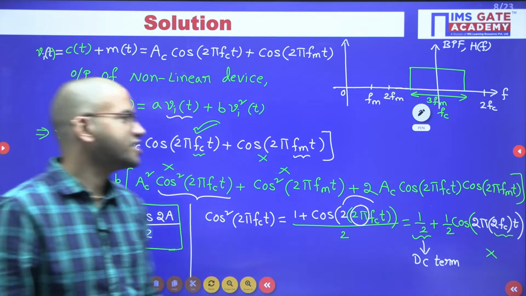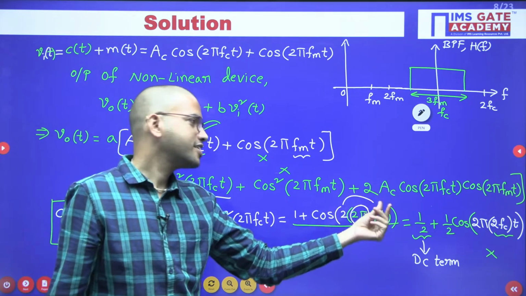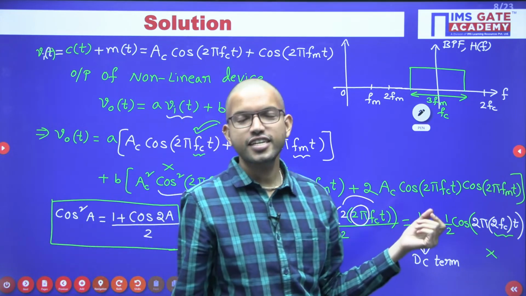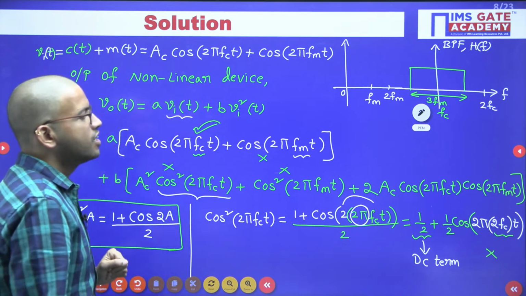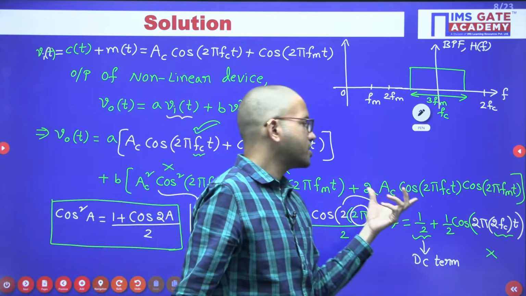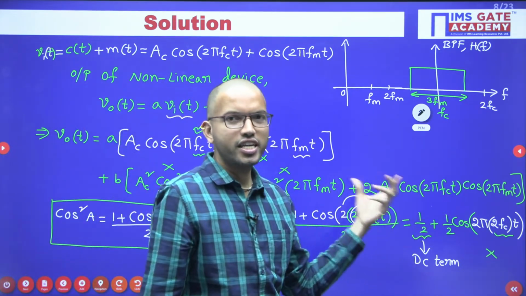Some of you are saying that it will pass, and some of you are saying that it won't pass. You are having some dilemma, right? No issue at all. Regarding the standard equation 2 cos A cos B, we already discussed earlier.